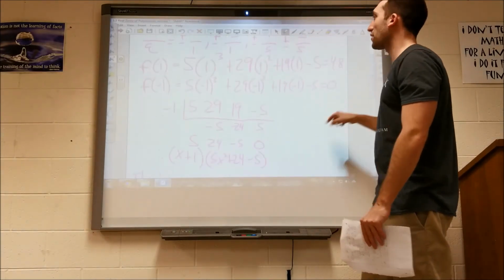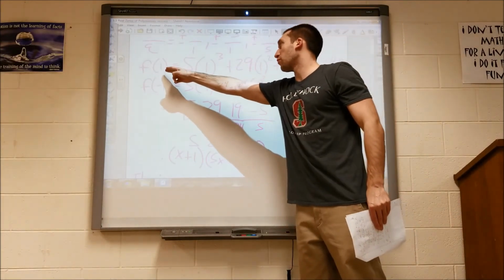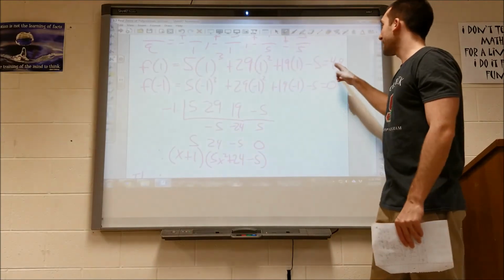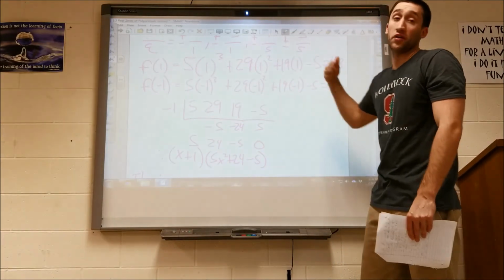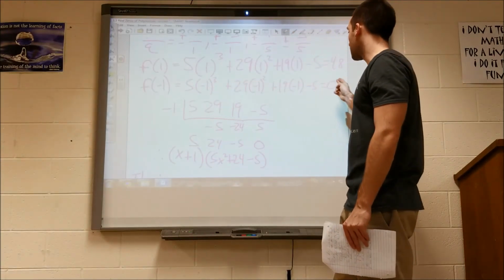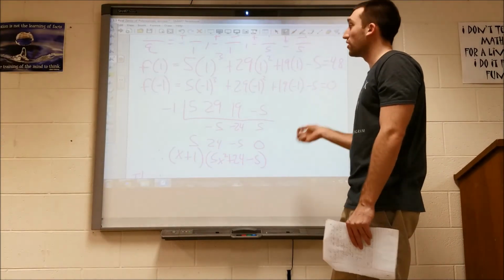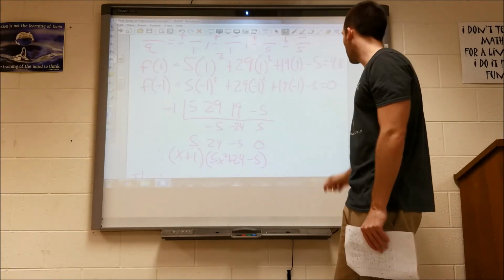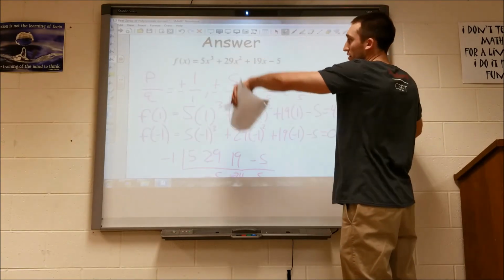The first one I tried was 1. Right? So I plugged 1 into my function, evaluated, I did not get 0. Okay, so I tried negative 1. When I plug negative 1 into my function, I see that I do in fact get 0. Great, so negative 1 is one of my zeros of this 3rd degree polynomial.